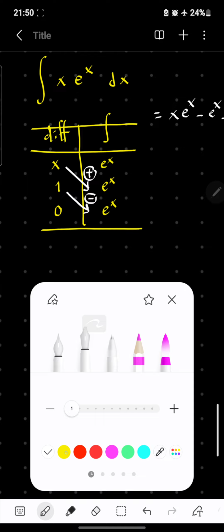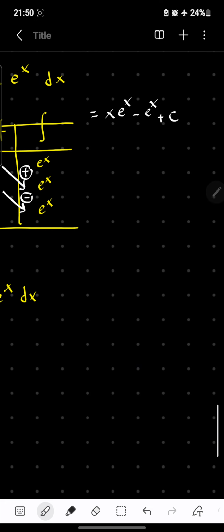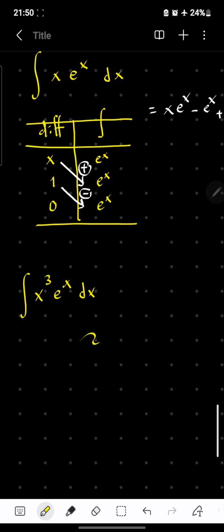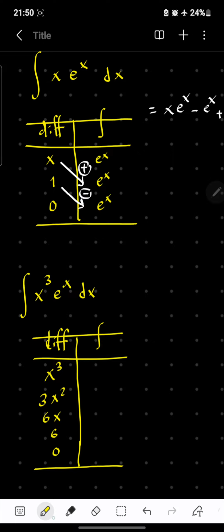Another example. What about the integral of x power 3 e power x dx? When we do our table, it will be differentiation here, integration here. X power 3, its derivative is 3x squared, its derivative is 6x, its derivative is 6, its derivative is 0. Here we put e power x, whose integration is e power x, and it will be endless.